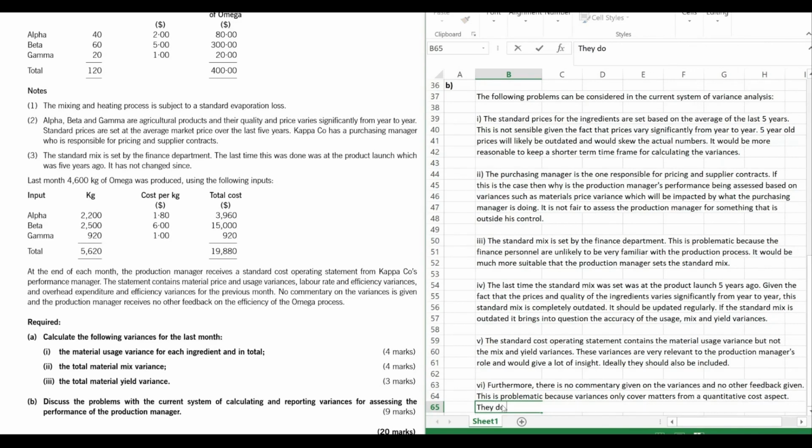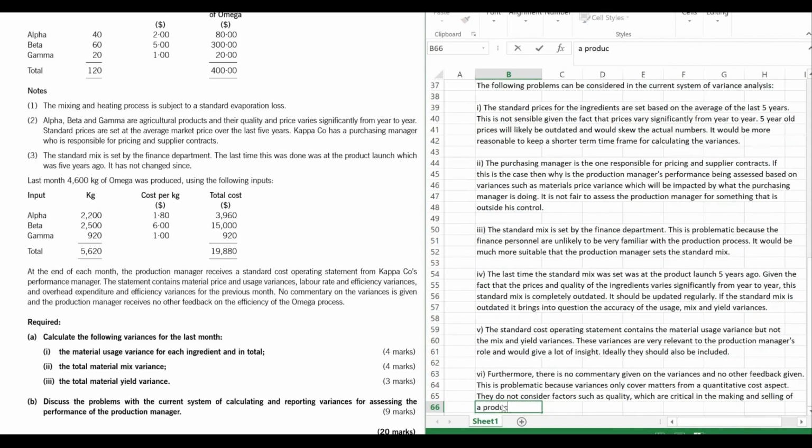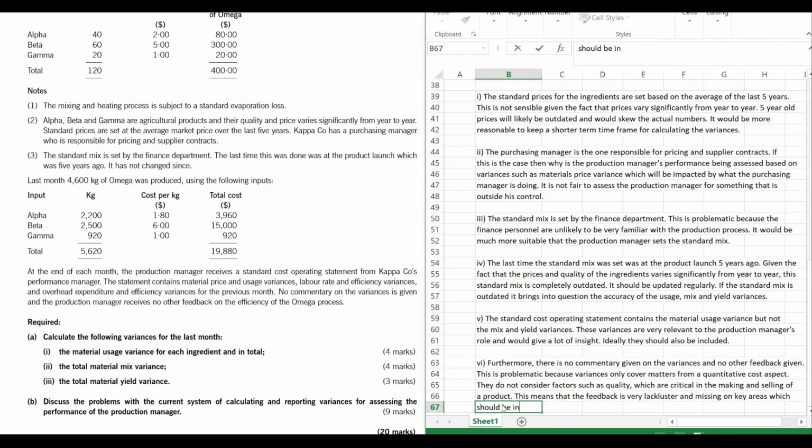They do not consider factors such as quality, which are critical in the making and selling of a product. This means that the feedback is very lackluster and missing on key areas which should be included.